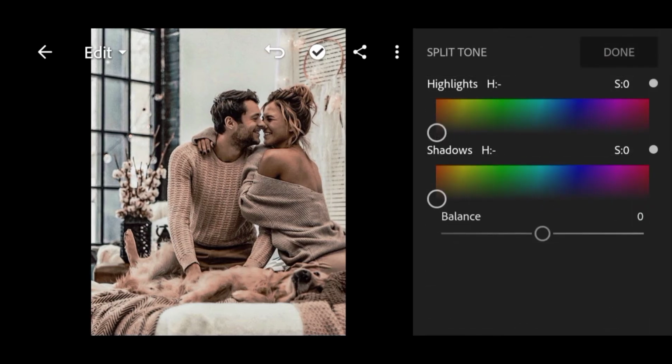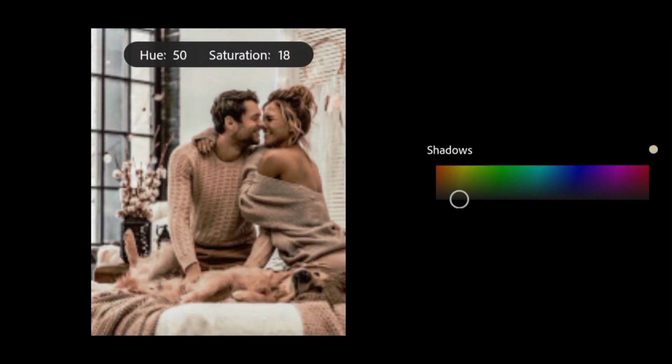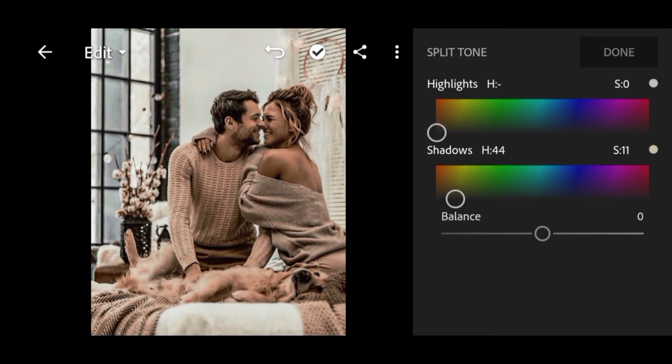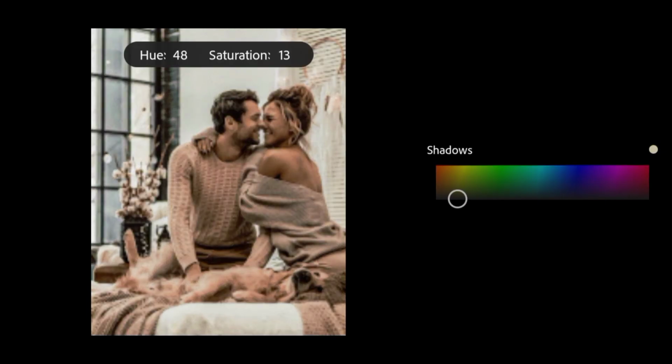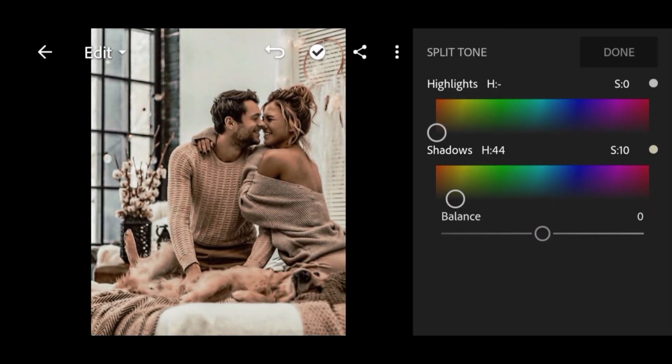Now go to split tone. Hue 44, saturation 10. Balance minus 40.